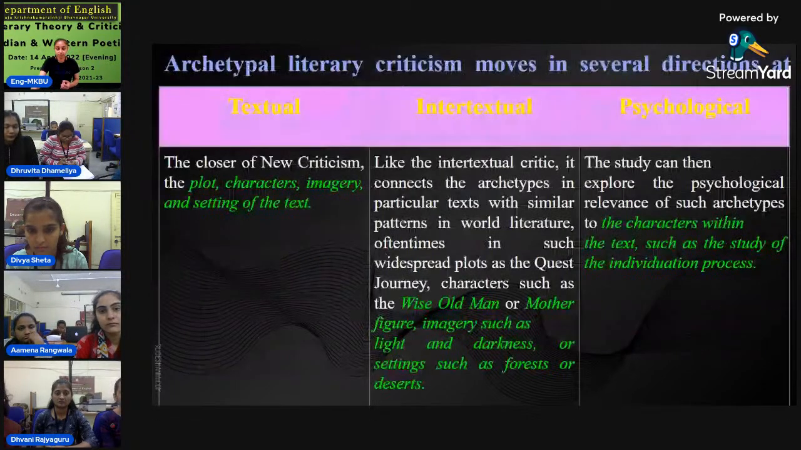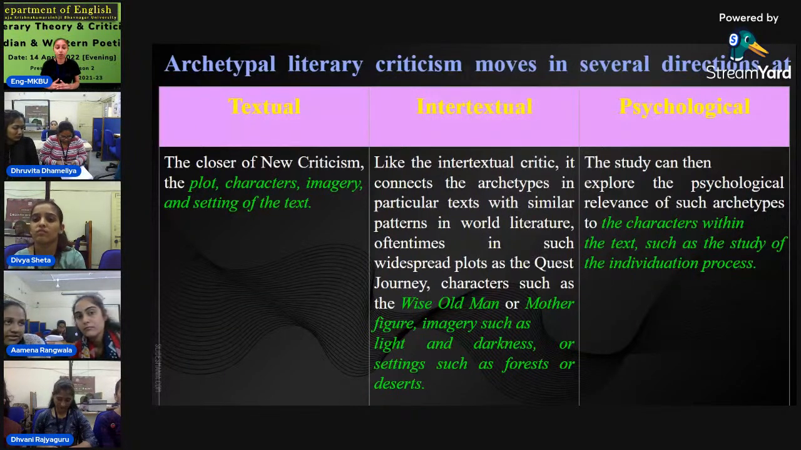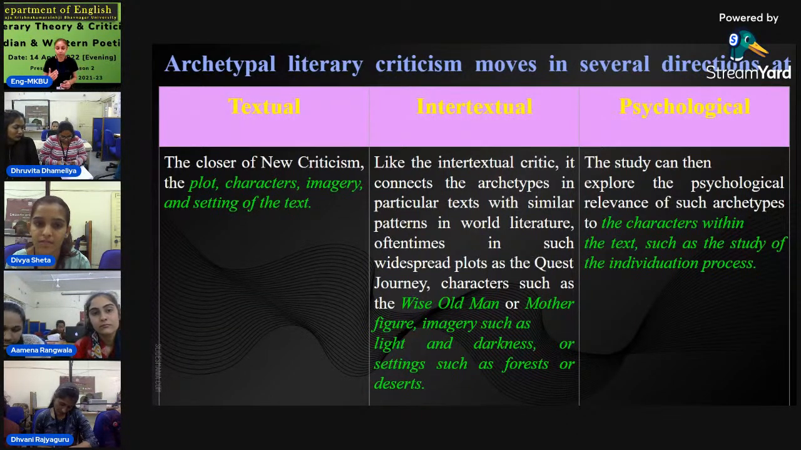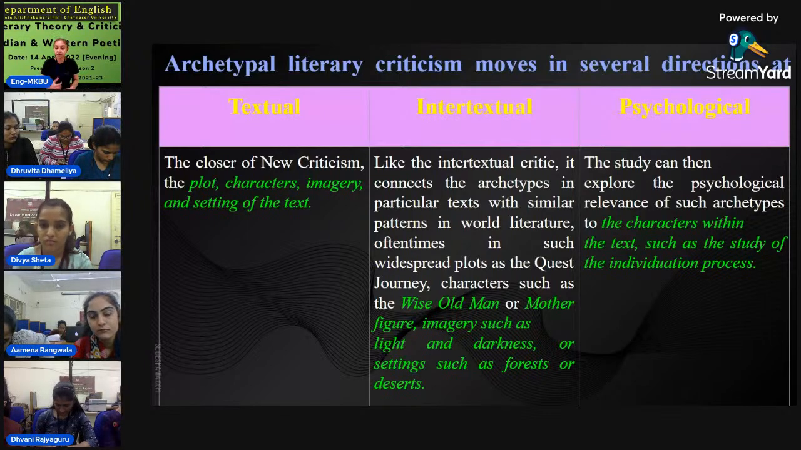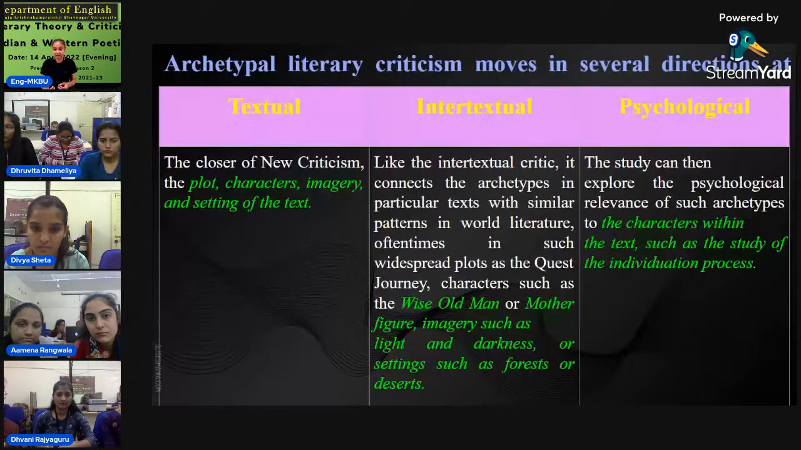These are the three parts. Archetypal literary criticism moves in several directions. First is textual. In the textual direction, it is the close reading of New Criticism, focusing on the plot, characters, imagery, and setting of the text. Second is intertextual. The intertextual critic connects the archetypes in a particular text with similar patterns in world literature, such as widespread plots like the quest journey, characters such as the wise old man or mother figure, imagery such as light and darkness, or settings such as forest or desert.